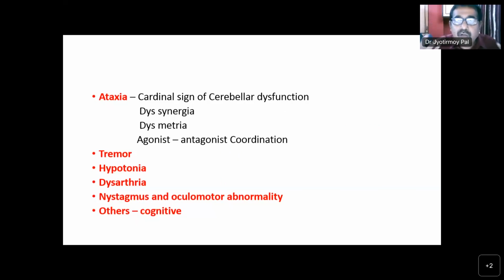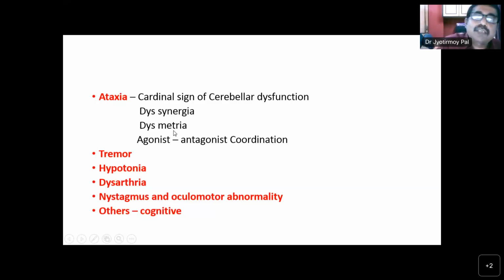Depending on this basic knowledge, the cardinal feature of cerebellar dysfunction is ataxia. Ataxia means there is a lack of coordination of activity. Ataxia has several components. One is dyssynergia. That means when we work, there is synergy between the agonist and antagonist muscles. How much my biceps will flex and how much the triceps will prevent. That is called synergy, controlled by the cerebellum. So this synergy is lost.